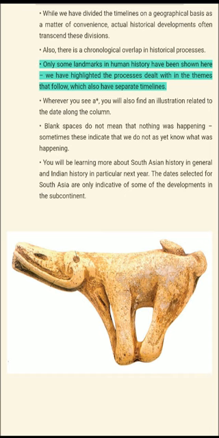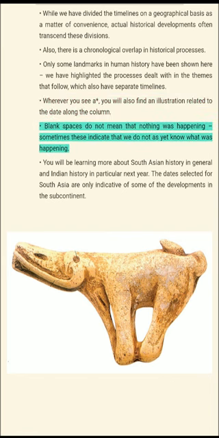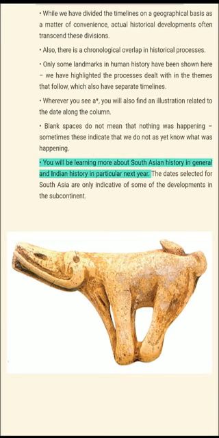Only some landmarks in human history have been shown here. We have highlighted the processes dealt with in the themes that follow, which also have separate timelines. Wherever you see an asterisk, you will also find an illustration related to the date along the column. Blank spaces do not mean that nothing was happening. Sometimes these indicate that we do not as yet know what was happening.